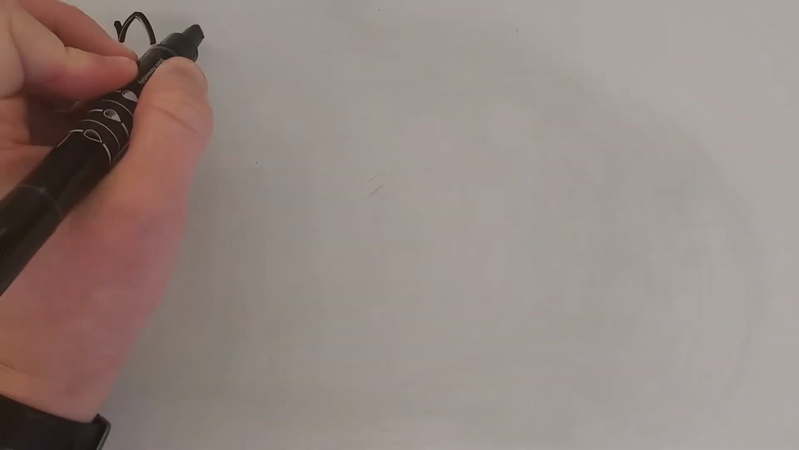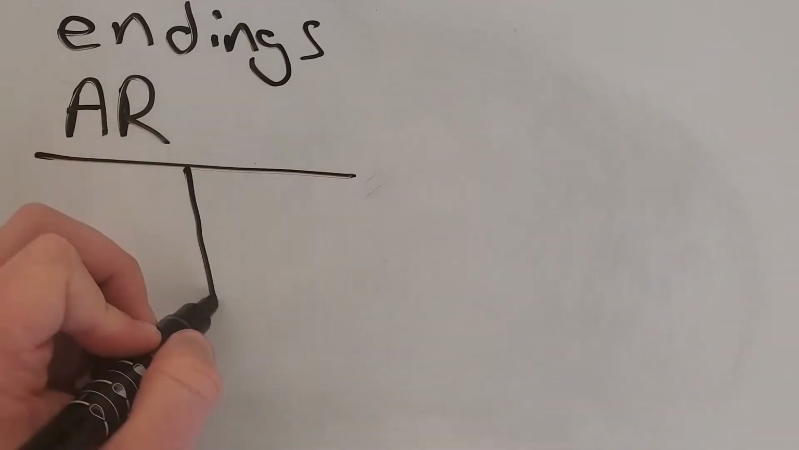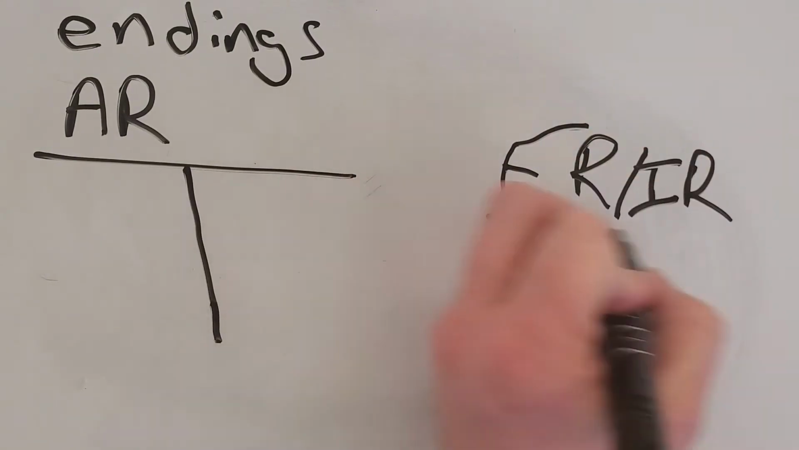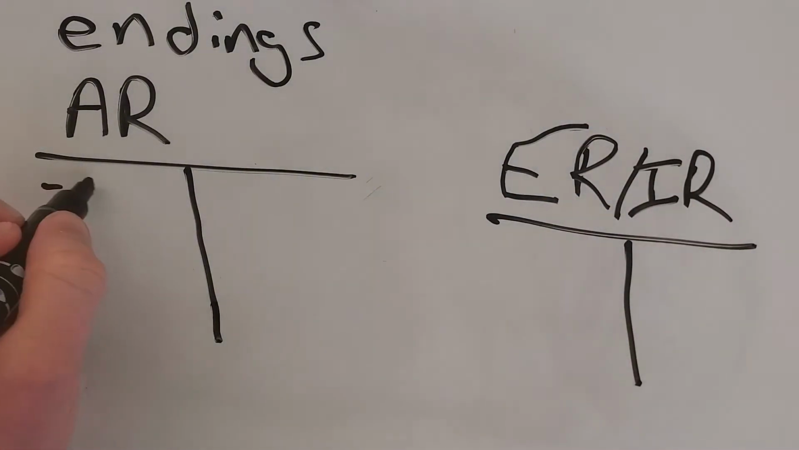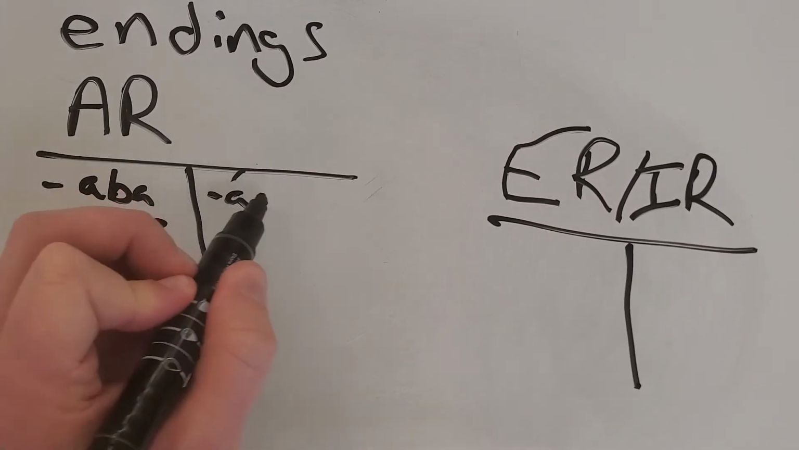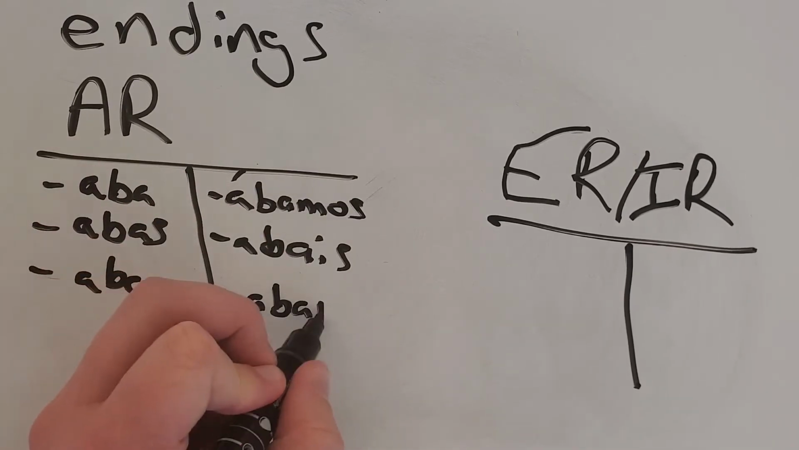Now let's go over the different kinds of endings that we have. There are just two, one for AR verbs and another for ER, IR verbs. The first one goes aba, abas, aba, abamos, abais, aban.